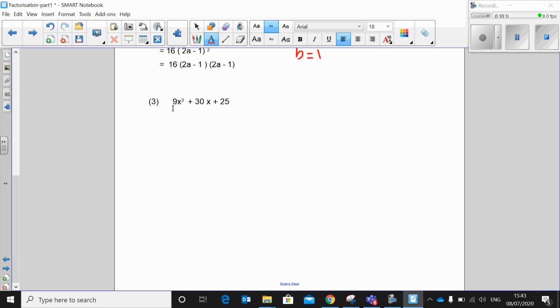So let us think, is it a perfect square number? 9 is a perfect square number. 25 is a perfect square number, correct? 5 square, 3 square. So let us write it in the correct form of 3x the whole square. So 9x square can be written as 3x the whole square.